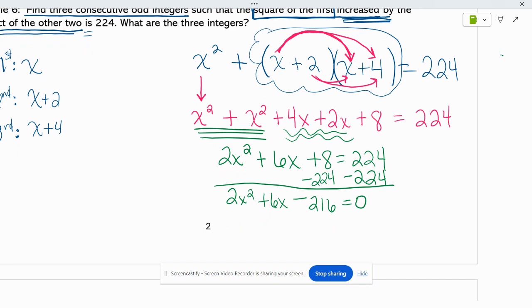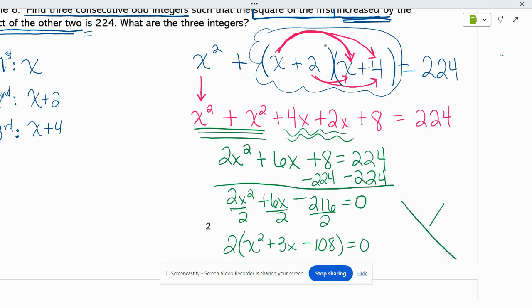I heard slide and divide, and then I heard someone else say something. Aiden, what'd you say? GCF. Is there a GCF, Aiden? 2. Take a 2 out. Divide everything by 2. That makes our problem much nicer. That gives me 2 times the quantity x squared plus 3x minus 108 equals 0.